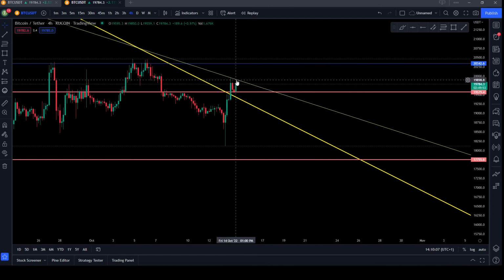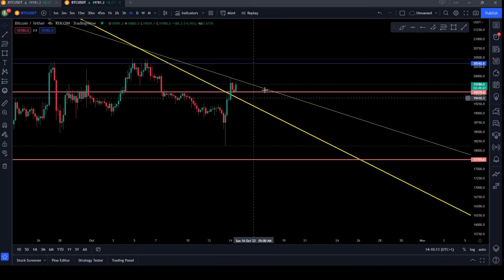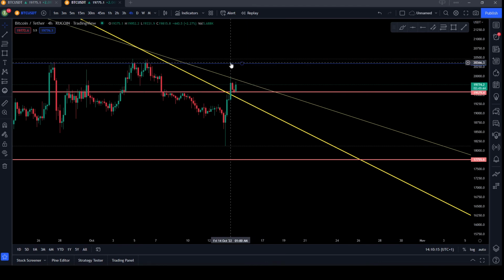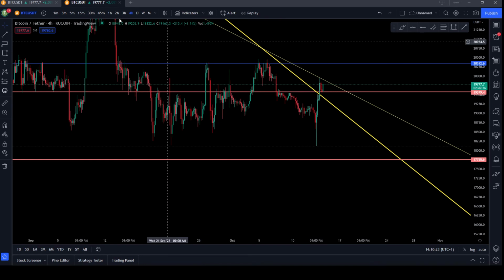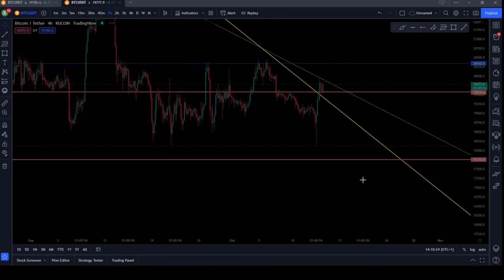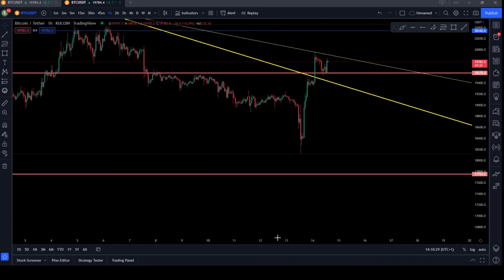We could see it come back up and test it again, or maybe even break out and try and test this minor level here that we've drawn. So this is why we do it. Should we go into a shorter time frame? Let's go into the hour. Let's see if we can tidy it up even more.